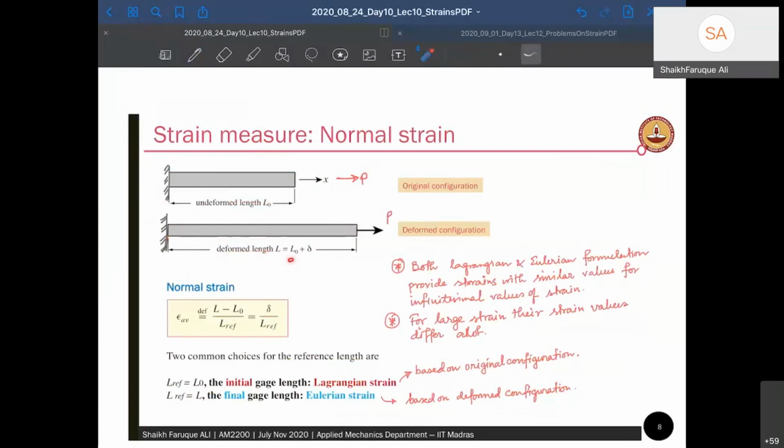Now, how do you calculate strain? There are two ways of calculating strain in mechanics. There are many others, but these two are very famous in mechanical engineering. One is called the Lagrangian measure. The other one is called the Eulerian measure. Eulerian measure you might have heard in fluid mechanics a lot. In solid mechanics, we mostly deal with Lagrangian strains, most of the time, unless very specific problems may need an Eulerian description. Now, what we call the average strain is L minus L0. That means change in length. This is change in length, right?